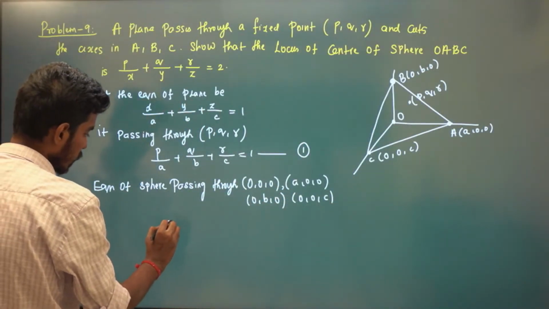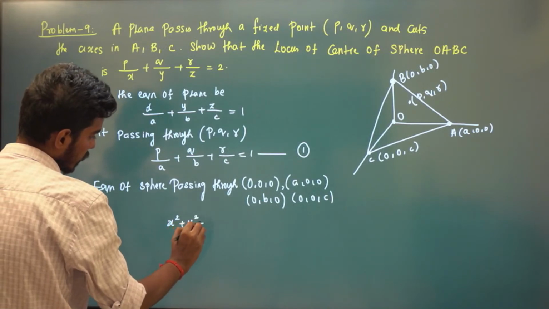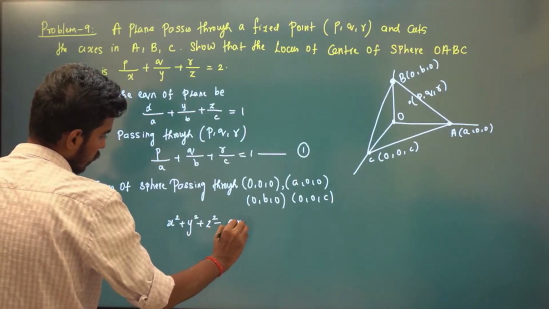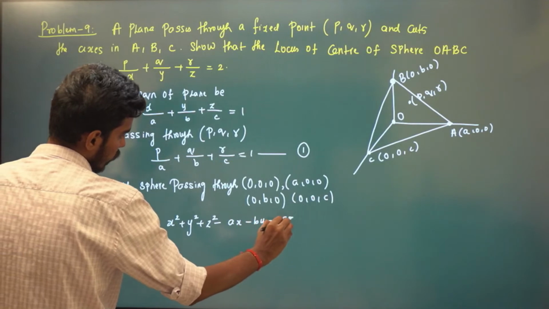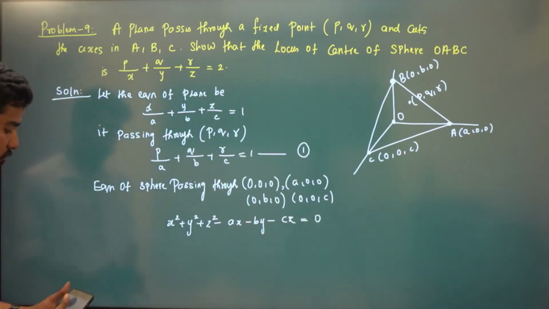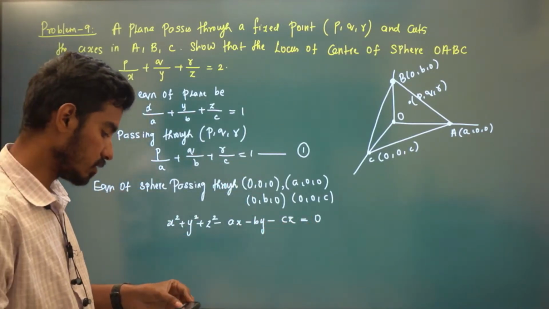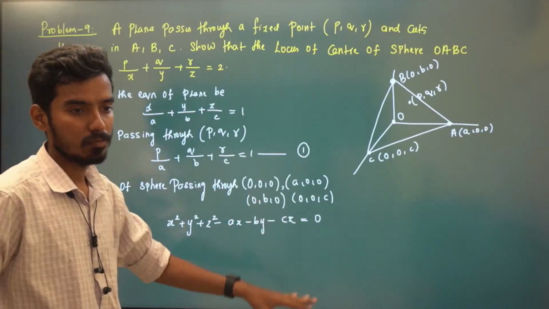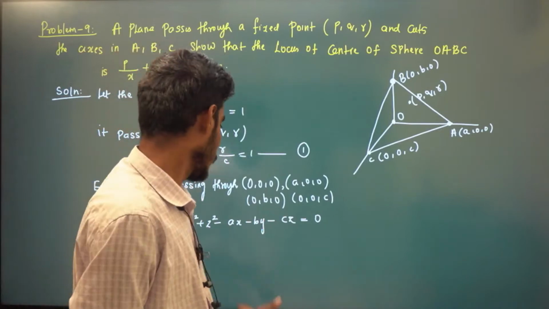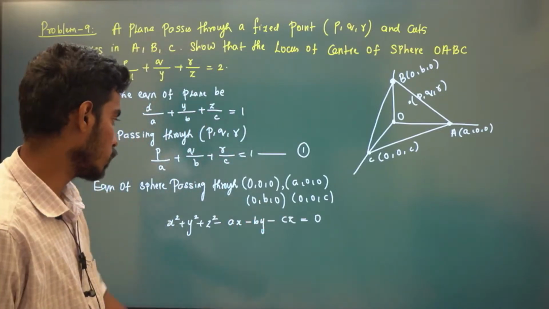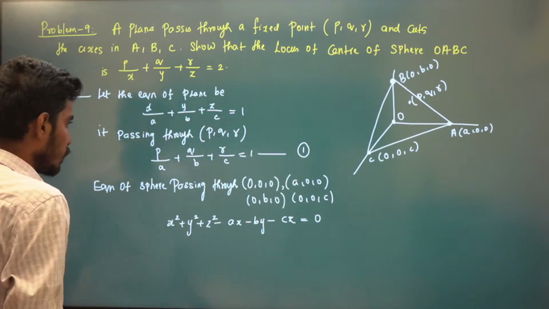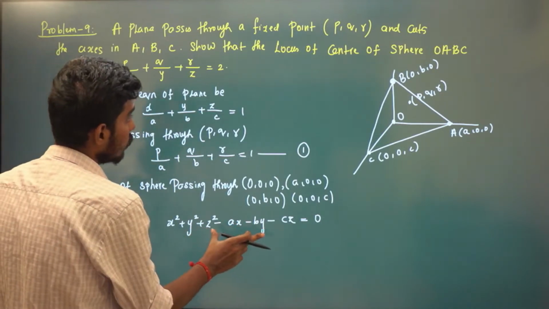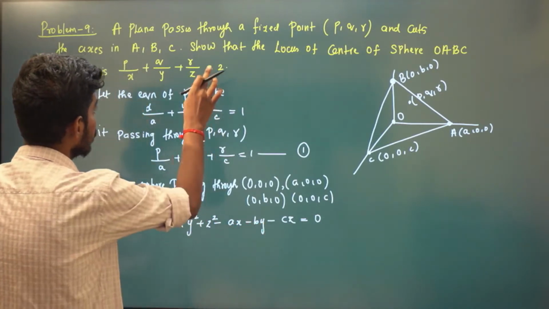That equation is given by x squared plus y squared plus z squared minus ax minus by minus cz is equal to 0. See, if we substitute this point, we'll get d to be equal to 0. And if we substitute the remaining points, you will have u, v, w in terms of a, b, c, which we already did. This is the equation of the sphere passing through these 4 points, right? Now, we need to show the locus of the center of the sphere is this, right?